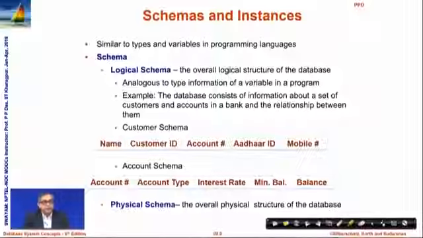Whereas, when we talk about a specific schema of an account that the customer holds with a bank, then we need the account number, account type, interest rate, minimum balance, the current balance and so on. These are the fields of information that we need, and we need to know the type of every such field, and that kind of information forms the schema information.